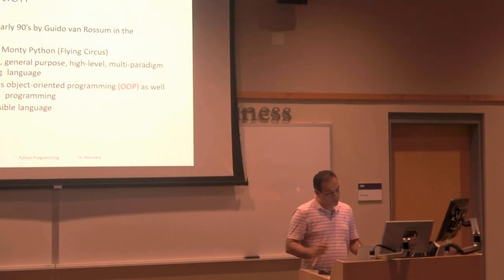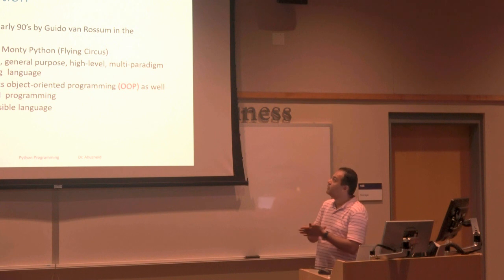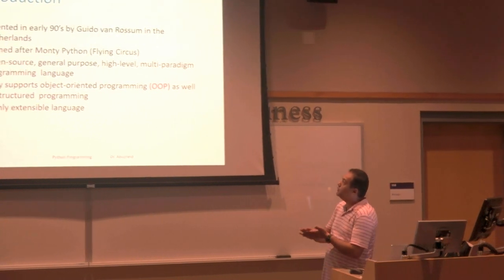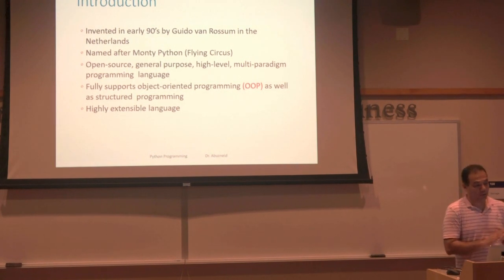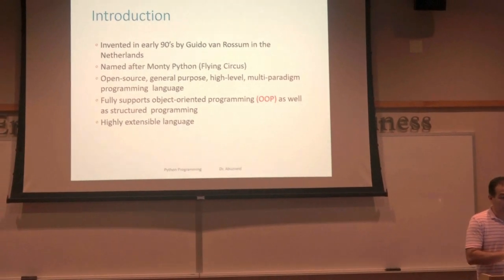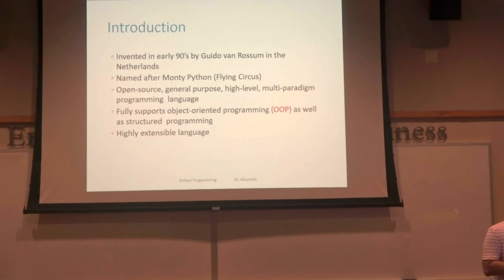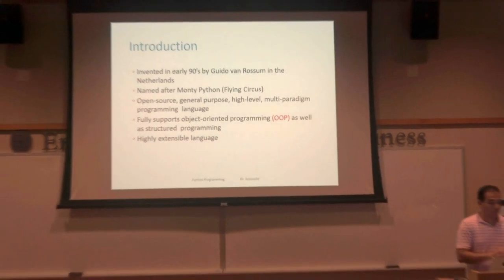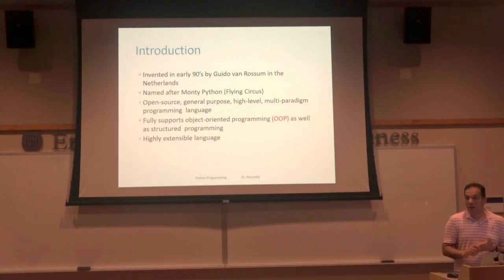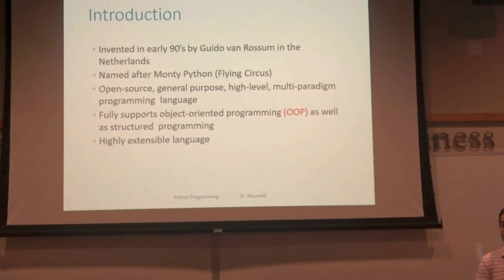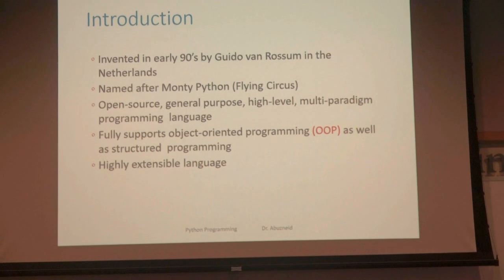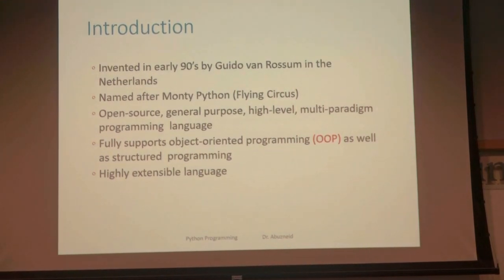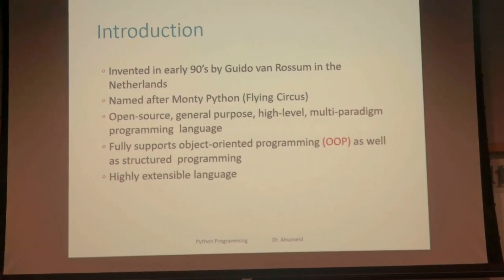So it was invented in the early 90s by a person in the Netherlands, and was named after Monty Python. As we mentioned in the introduction, it's an open source programming language, and it fully supports object-oriented programming.